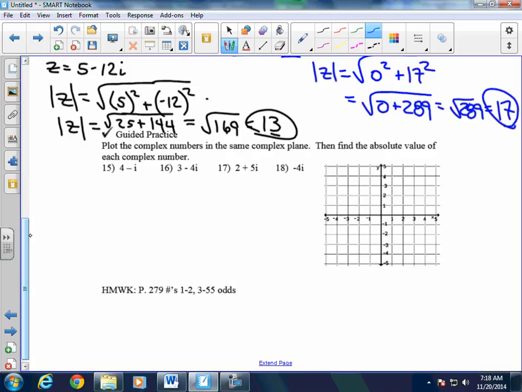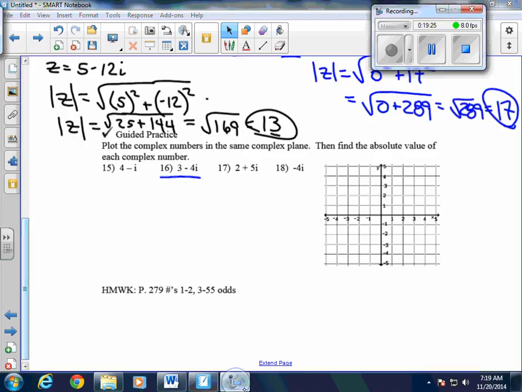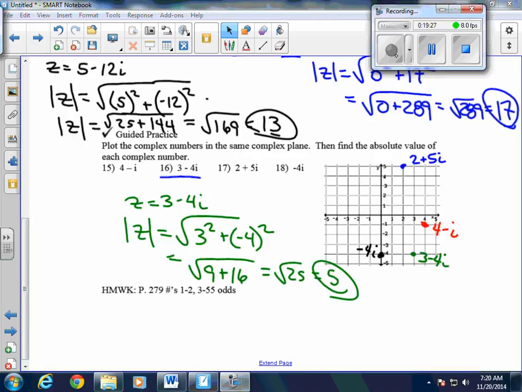All right, so quickly, go ahead and do questions 15, 16, 17, and 18. Go ahead and plot all of those. It says then find the absolute value of each complex number. You don't have to do them all. Let's do just number 16. Find the absolute value of just number 16. But go ahead and plot the rest of those and hit pause, and hit play when you're ready. And here are your answers for 15, 16, 17, and 18.